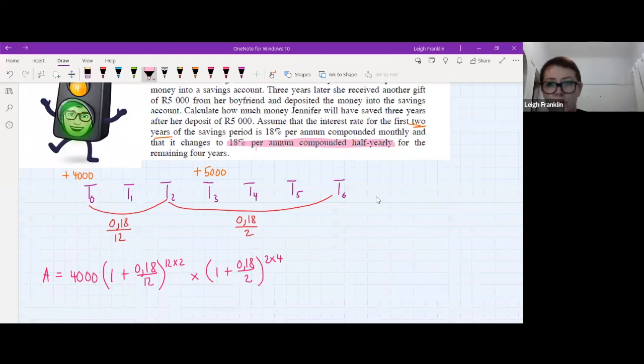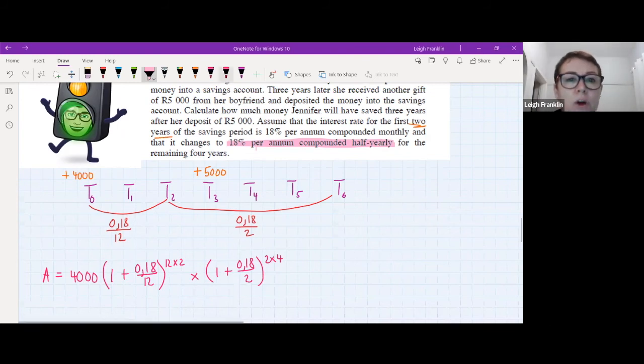Ma'am, according to the problem that we have here, it says that she received 4,000, right? Yes. But what about the 5,000 that she deposited? I mean, she received. Yeah, we're not finished. Okay, so we've still got to add that in. We're not finished yet.